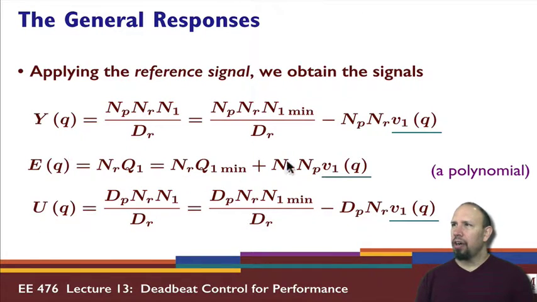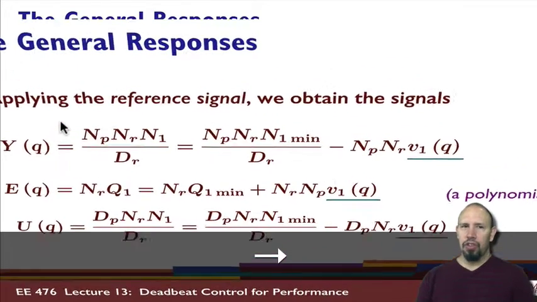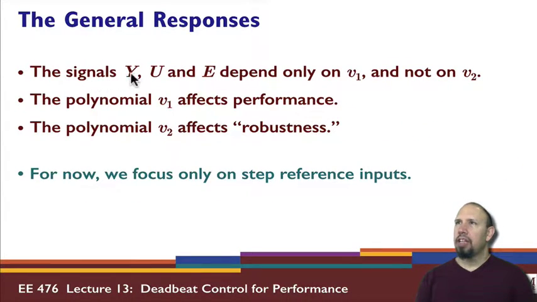So notice that the error is what we needed to be a polynomial, and it in fact is a polynomial regardless of what V1 is. And so we're good. So U describes the control signal, Y describes the output. And so in general, again, the signals U, Y, and E depend only on V1, not V2. So again, V1 affects performance, V2 affects robustness.